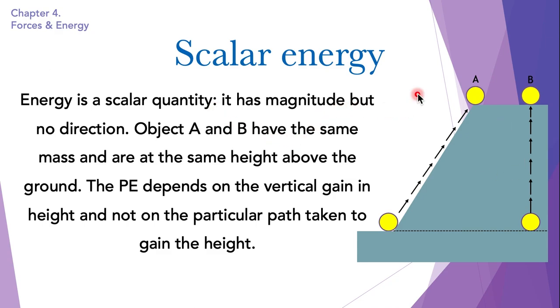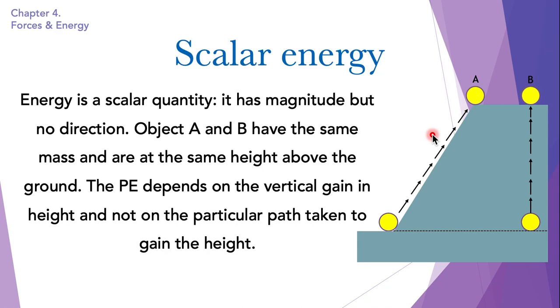So you do not have to allow for direction when doing energy calculations. Here we have object A and object B. They both have the same mass and are at the same height above the ground. B was lifted vertically, but A was moved up a smooth slope. Although A had to be moved further, less force was needed to move it, and the work done was the same as for B. As a result, both objects have the same potential energy.